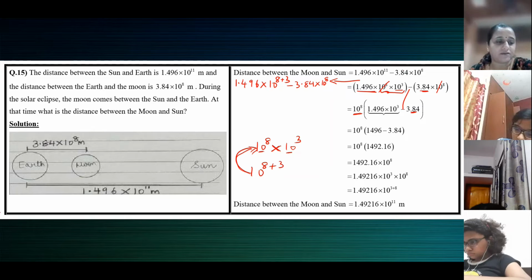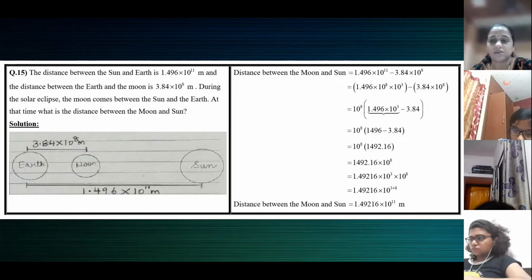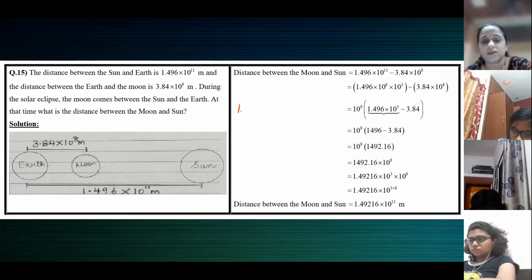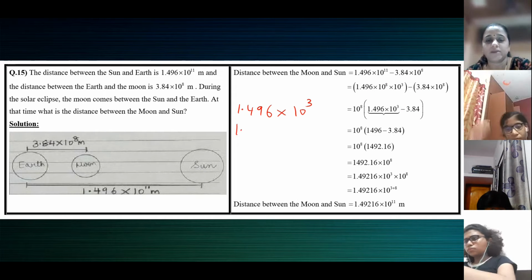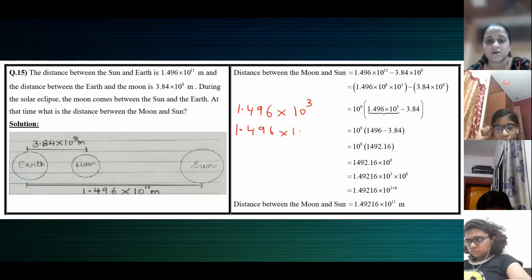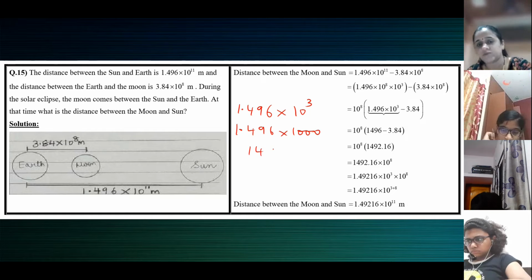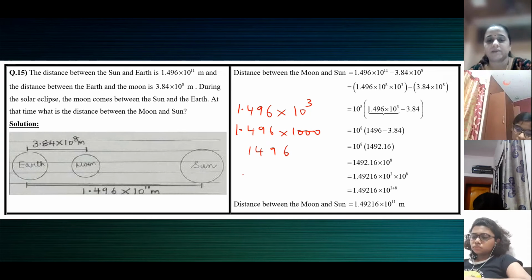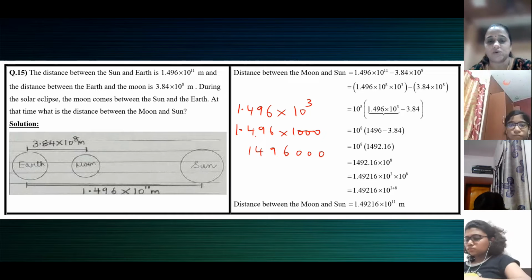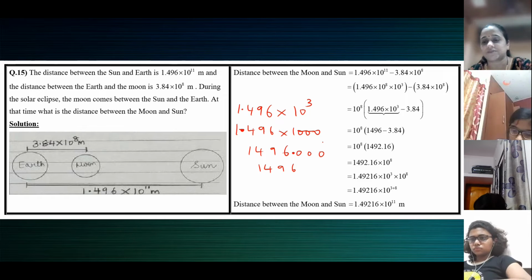Now we need to multiply 1.496 and 10 cubed. 10 cubed is 1000. So 1.496 into 1000 is 1496. The product will be 1496 followed by 3 zeros, and after the decimal point there are 3 digits, so you need to place the decimal point here, which gives us 1496. So the product is 1496 minus 3.84.